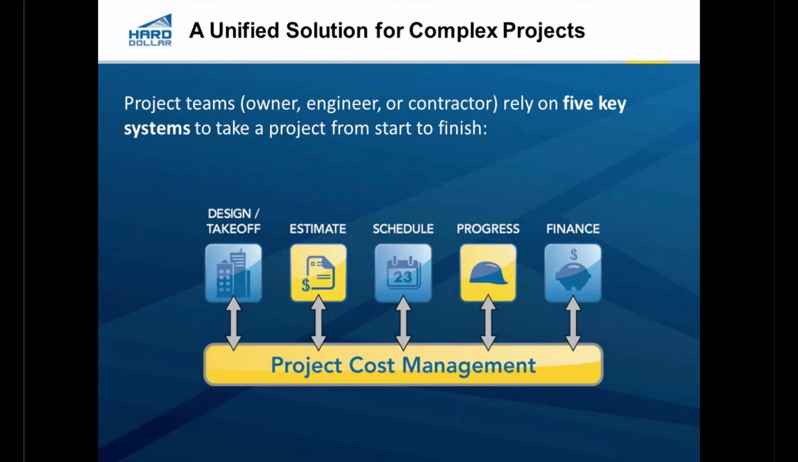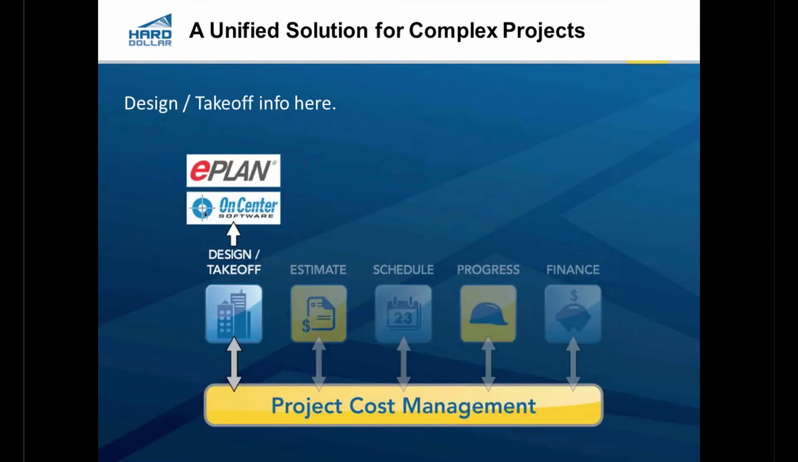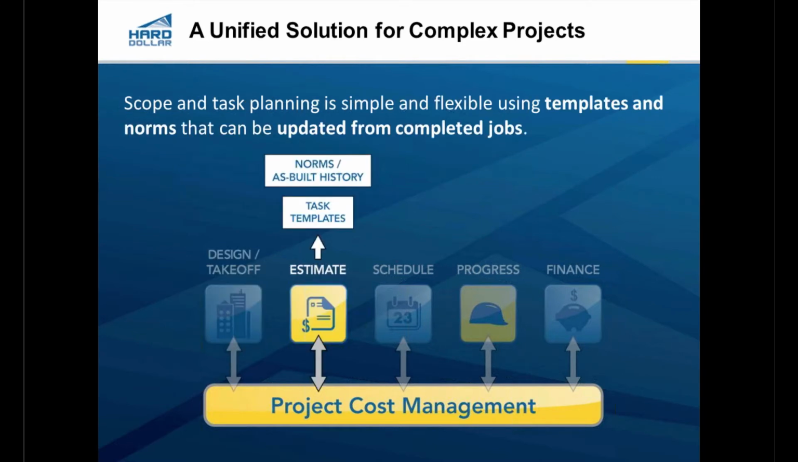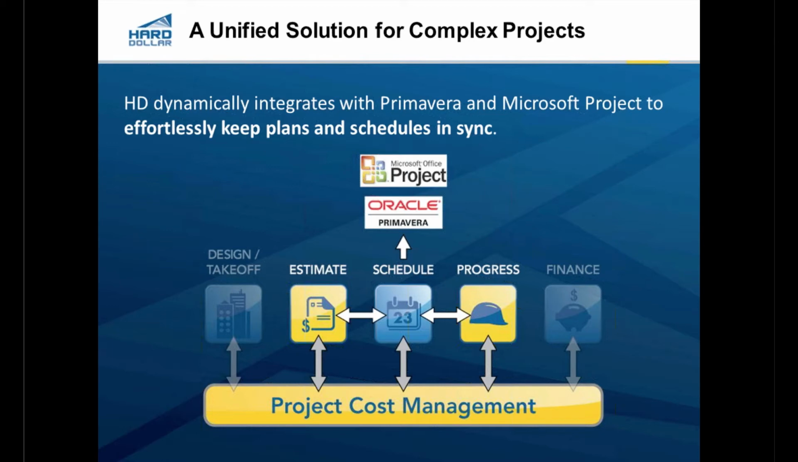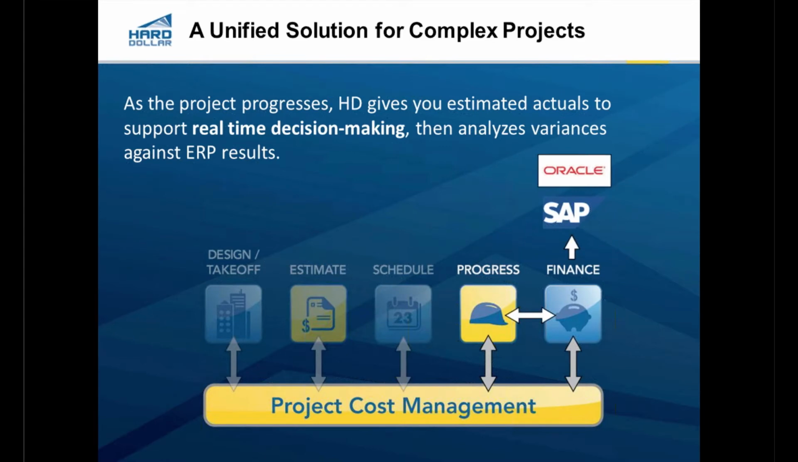The primary bar that you see there on the bottom, project cost management, encapsulates cost and productivity throughout the whole project lifecycle, whether it's through the design takeoff with planning from OnCenter or ePlan or Bentley or other design elements, through the estimate, which is the yellow component you see, which is internal to Hard Dollar, also taking into consideration other estimating systems like Timberline or other estimating sources, directly into the schedule dynamically through the API with bidirectional interface into Microsoft Project and Primavera, measuring progress for quantities and percent complete and cost measurements, and then finally into the ERP system.